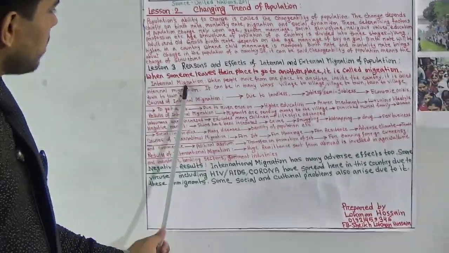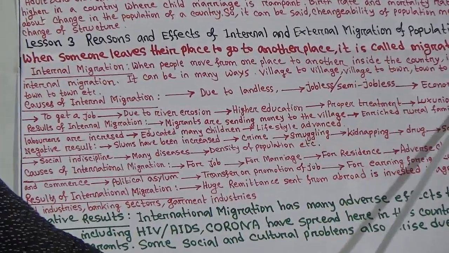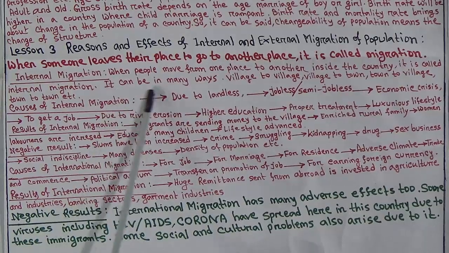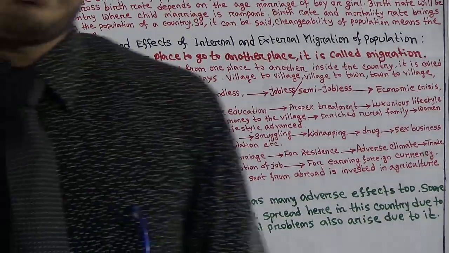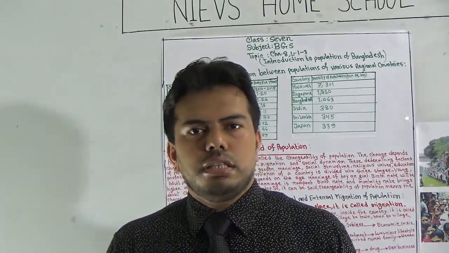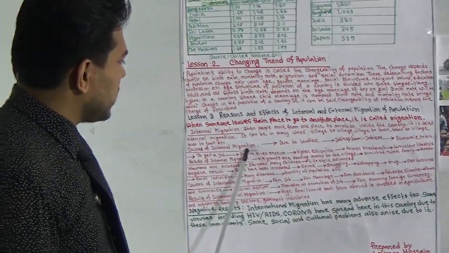First of all, internal migration. When people move from one place to another inside the country, it is called internal migration. I have already said, it can be in many ways. How can it happen? It can be village to village, village to town, town to village, or town to town. Next, causes of internal migration.